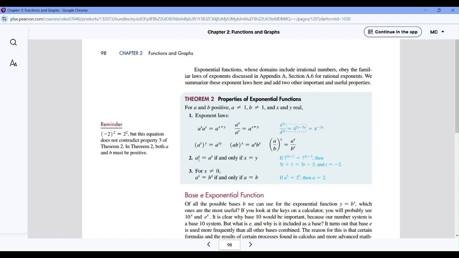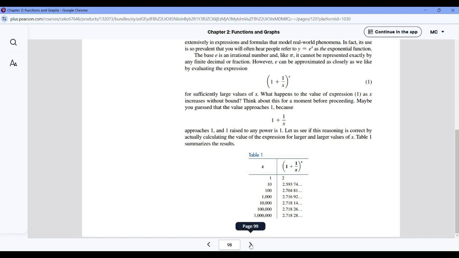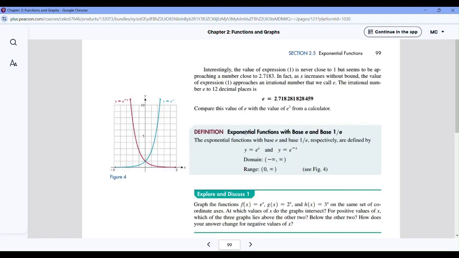Another one is a to the x is equal to a to the y if and only if x is equal to y. So we're going to use this to solve equations, which as you can see right here, they kind of solved. And as long as x is not equal to 0, a to the x equals b to the x if and only if a equals b. So same thing. Cool. Just a bunch of exponential functions with base e or base 1 over e.